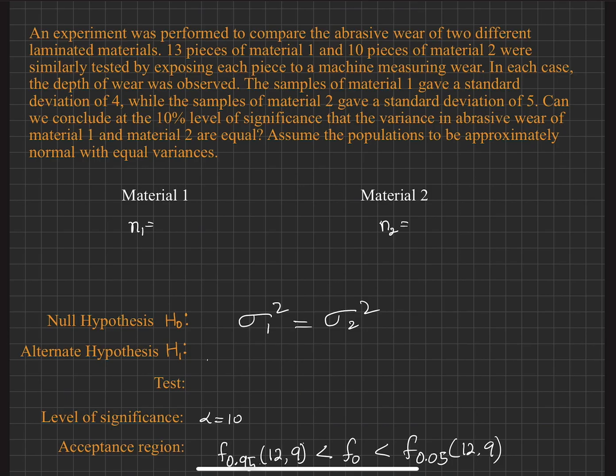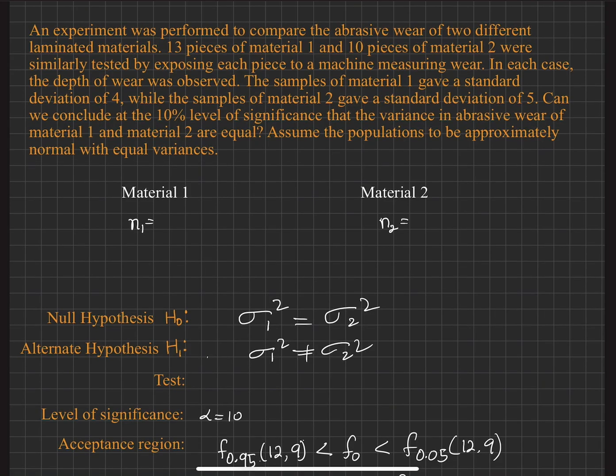Nothing about any of them is large. That means the alternative hypothesis will be sigma 1 square not equal to sigma 2 square. Now let us come back to the given data. It is given that for material 1, 13 pieces are collected, that is N1 is 13, and for material 2, 10 pieces are collected, so N2 is 10.